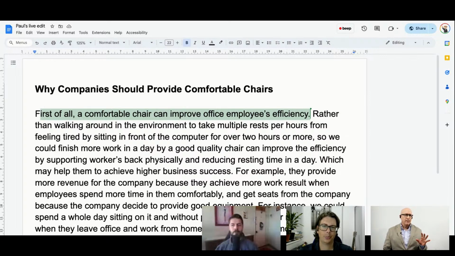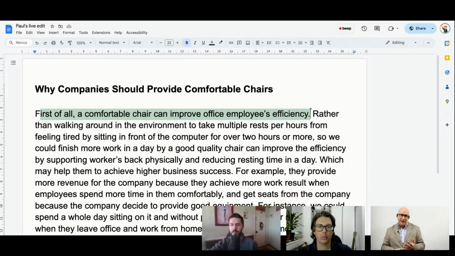But the thing about a sentence like this that's really powerful is it makes a promise to the reader. It tells the reader, I'm going to talk about this, nothing else. This paragraph is going to focus on how a comfortable chair can improve office employees' efficiency. And so from that point on, I want this writer to cohesively address that topic.